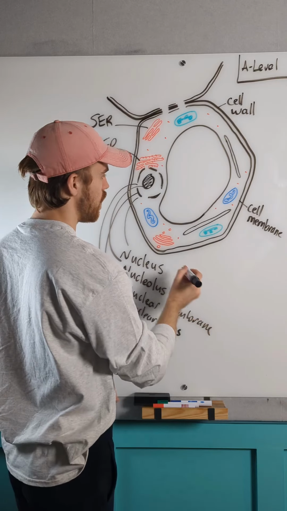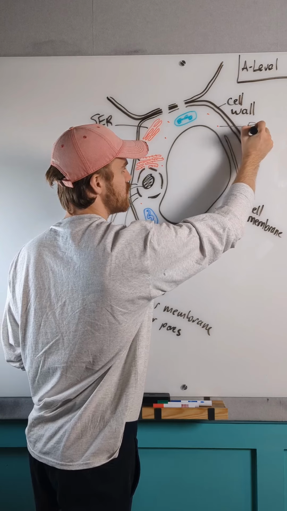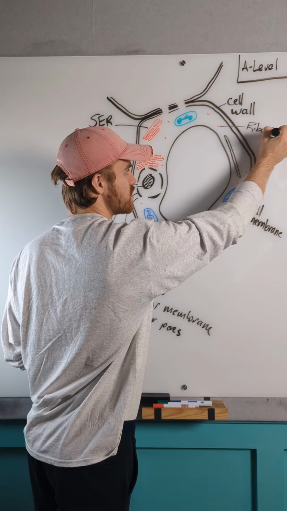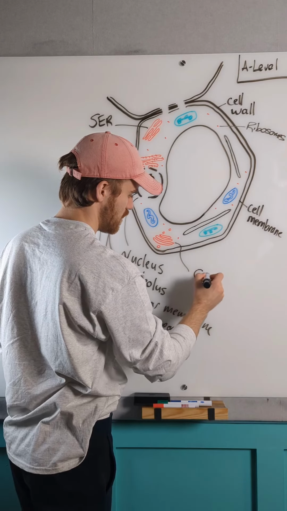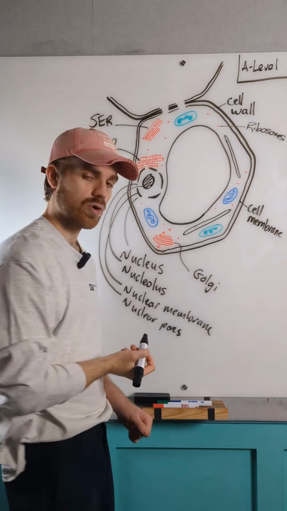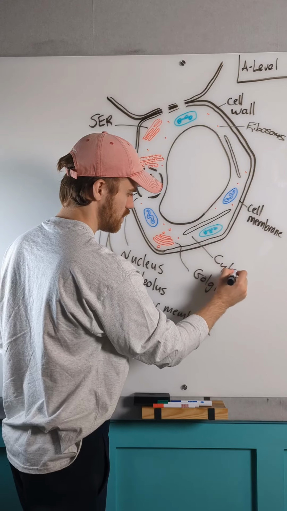Then let's go to our free-floating ribosomes within the cytoplasm. So we have our ribosomes. We have our Golgi body and our Golgi vesicles next to the Golgi body. Let's label our cytoplasm.